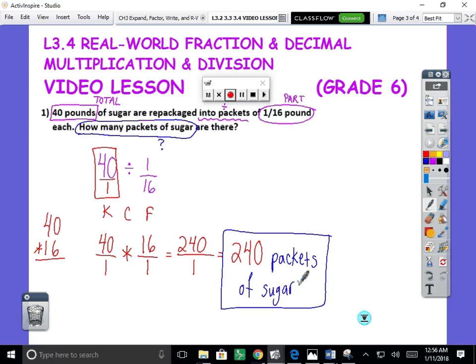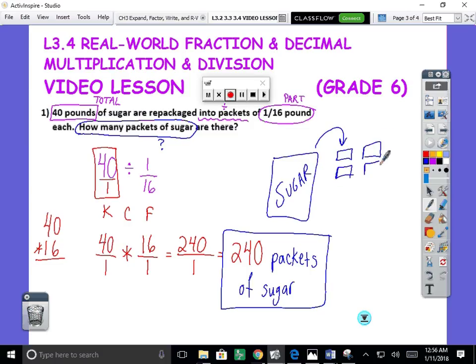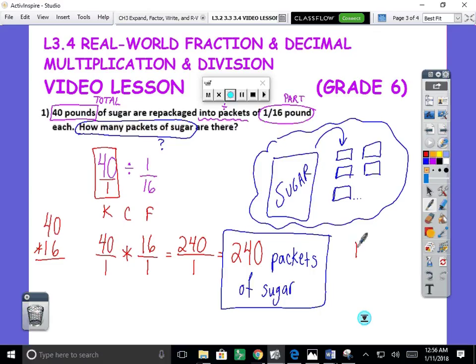This makes sense to me. You start out with a giant Big Chief sugar bag. Lots of sugar, lots of sweet. Too much, don't eat it. And we break it into little tiny packets. We might be able to fill a lot of little packets. So sometimes I use this idea of visualizing to kind of help myself out. Someone else might say, no way, I'm going to think about a bar model. I know that I started with 40 whole pounds. That's a lot of sugar, by the way.